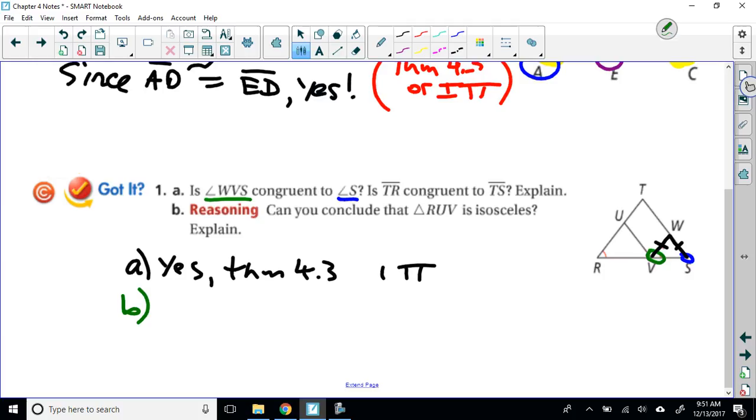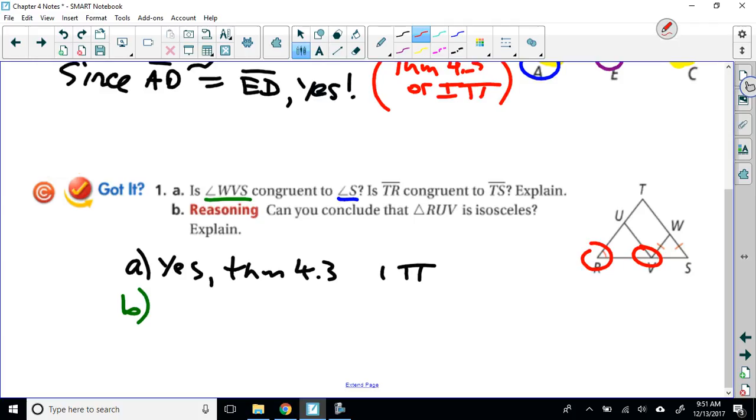Part B says, can you conclude that RUV is isosceles? So let me erase all this other stuff and take a good look at it. Can we conclude that triangle RUV is isosceles? To know that it's isosceles, we need to know that two sides are congruent. To know that two sides are congruent, we would need to know that the base angles are congruent.